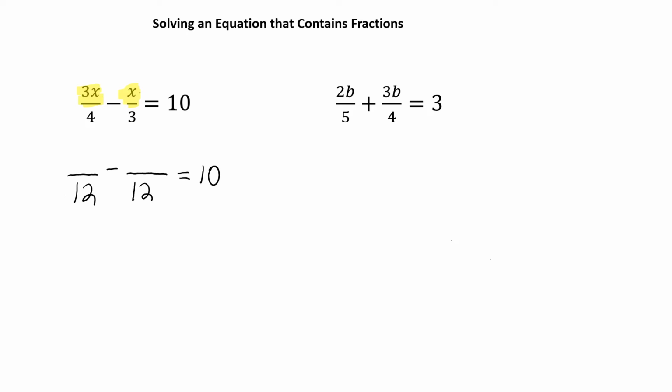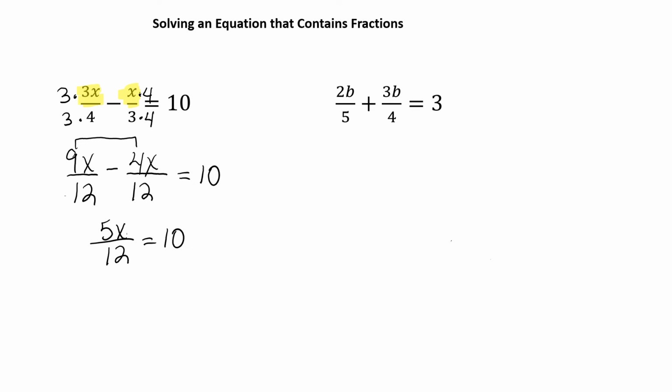Okay, so to get 4 to 12, we're going to have to multiply that by 3, and the top will also have to be multiplied by 3. So this is 3 times 3 is 9x minus. Now to get this 3 to be a 12, we have to multiply by 4 on both top and bottom. So this will be 4x. So now we can go ahead and subtract these two. We've got 9 minus 4 is 5x over 12 equals 10.